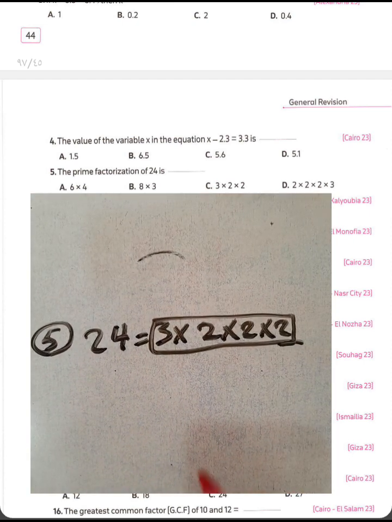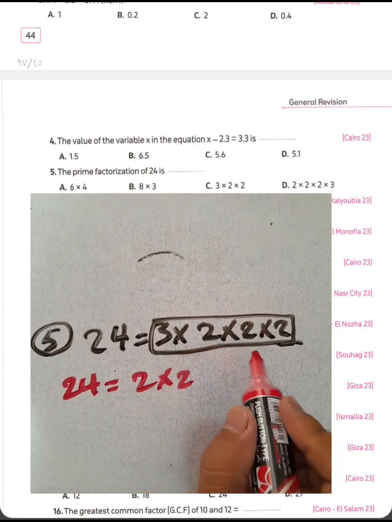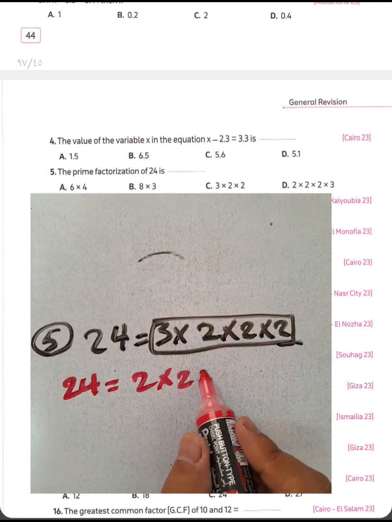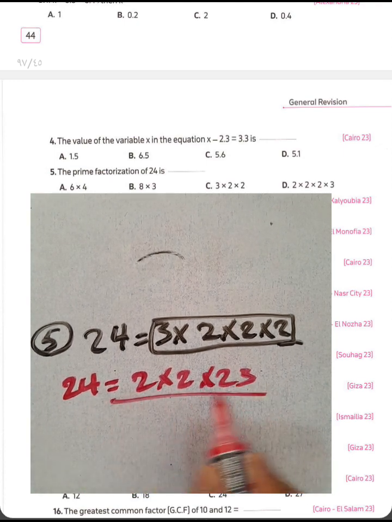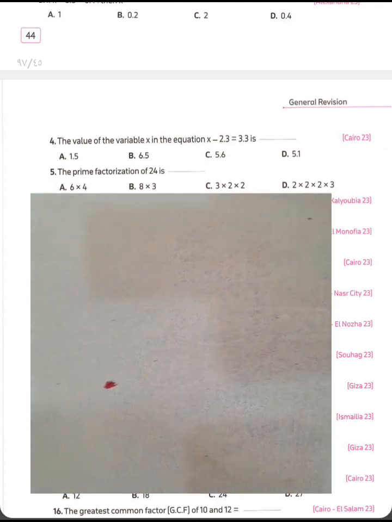Okay, again, 24. 2 times 2. You can arrange any digits here as you like. 2 times 2 times 2 times 3. Choose letter D. Okay. Question number 6.